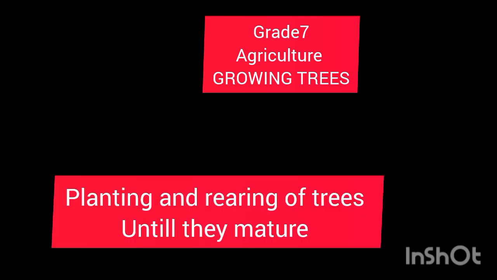So the first question, what is tree growing? It is planting and caring of trees until they mature. So that's the most important question, because the learners will expect now to know what is tree growing.